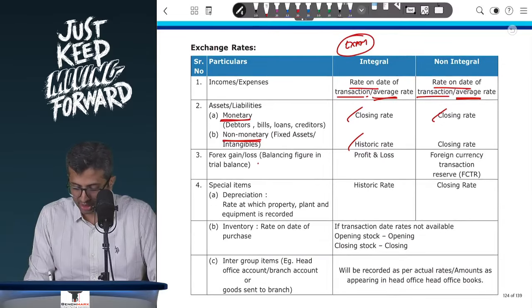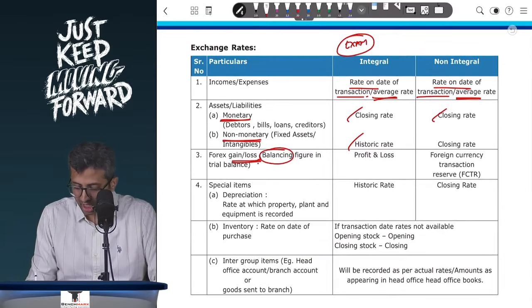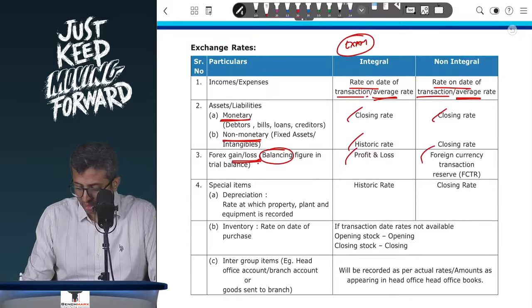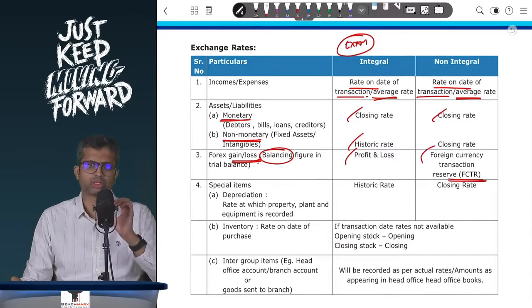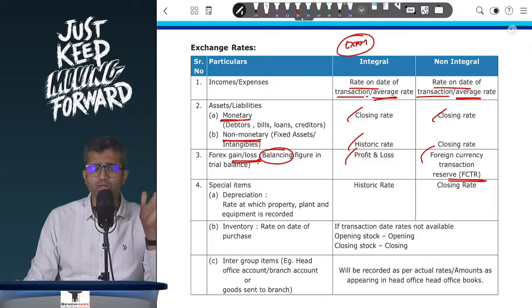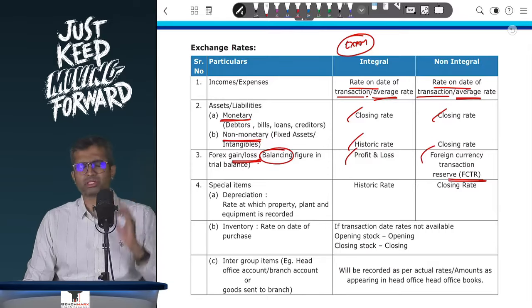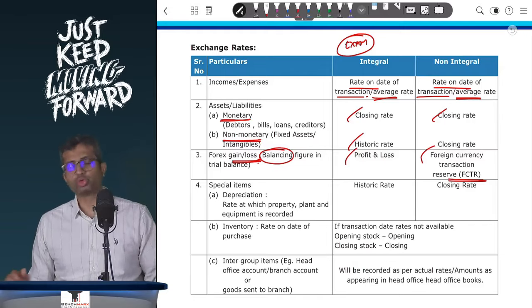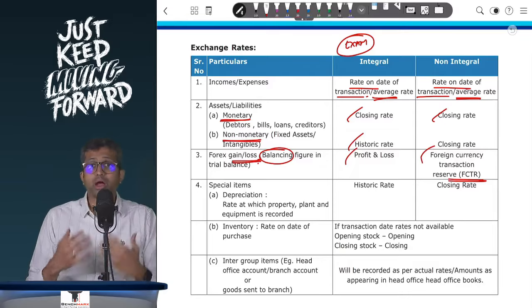So over here, forex gain or loss, which is usually the balancing figure, will be taken in the profit and loss for an integral branch. It will be taken into FCTR, foreign currency translation reserve, for a non-integral branch. Now there may be certain special cases, like fixed assets usually will be taken at the historic rate. Then what will be the depreciation?